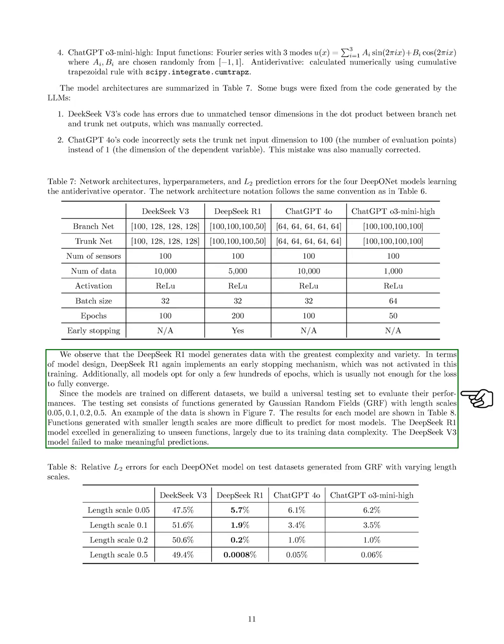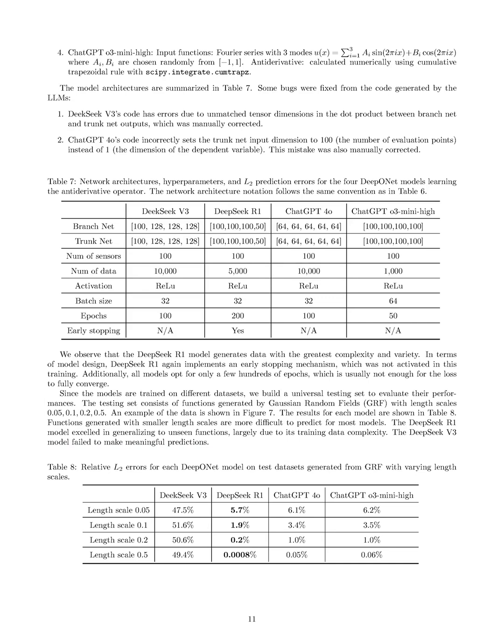To evaluate their performance, we created a universal testing set using functions generated by Gaussian random fields with different scales. We found that functions with smaller scales were harder to predict. Notably, DeepSeek R1 performed well in generalizing to new functions, while DeepSeek v3 struggled to make accurate predictions.